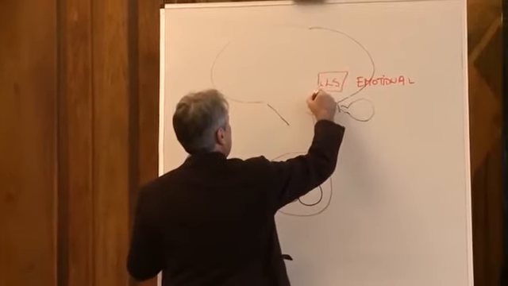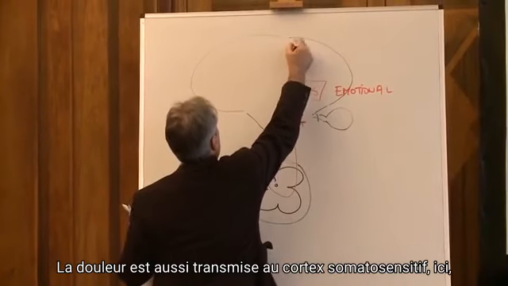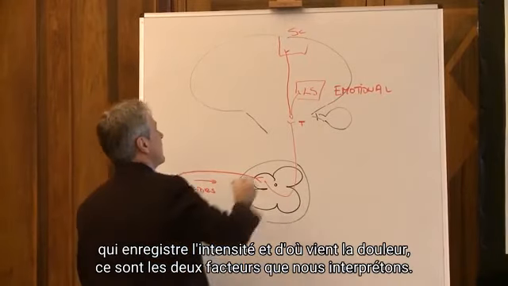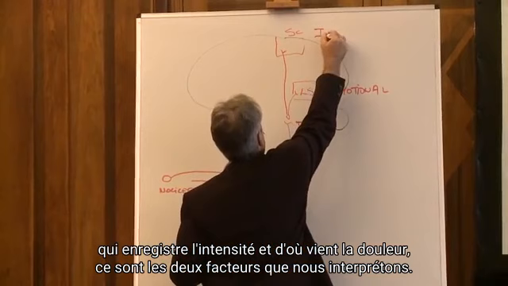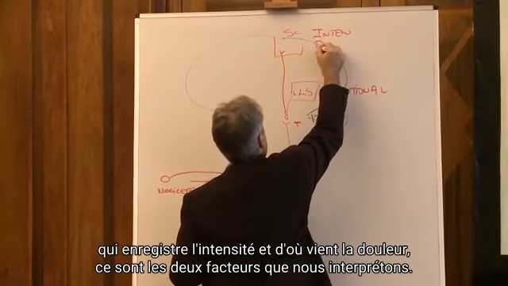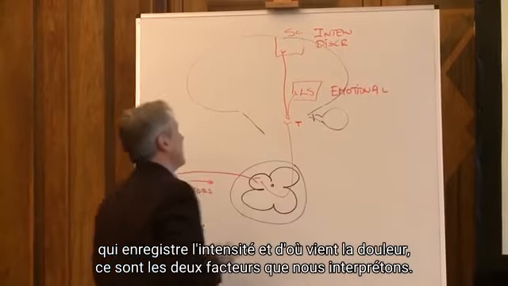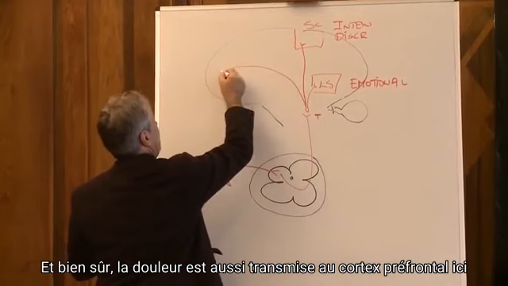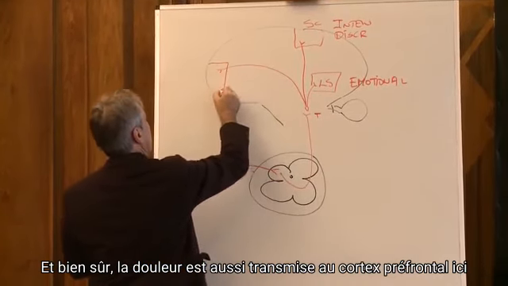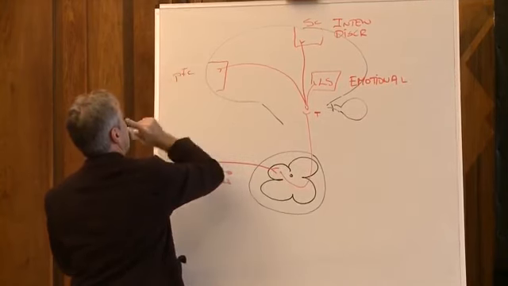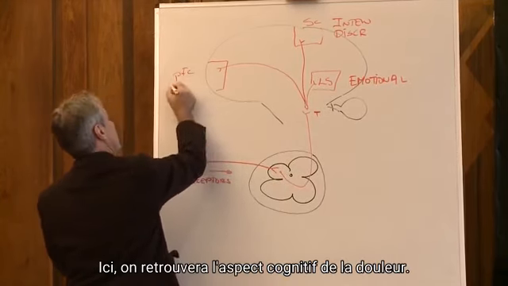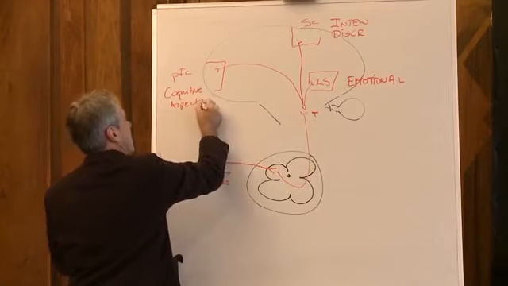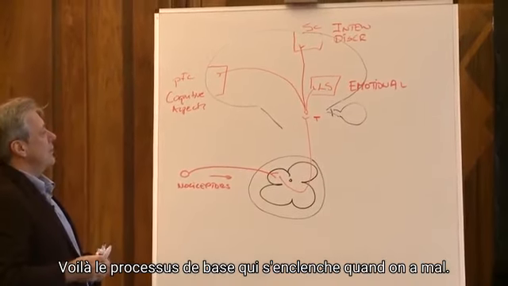And it is individual. The other thing that we know is that the pain is also conveyed into the somatosensory cortex. So here we have the somatosensory cortex. Typical for this part is that we record the intensity, and we record where the pain is coming from. So this is the discrimination that we have. And then, of course, pain is also conveyed into the prefrontal cortex over here. Typical for these areas is the cognitive aspects of pain.